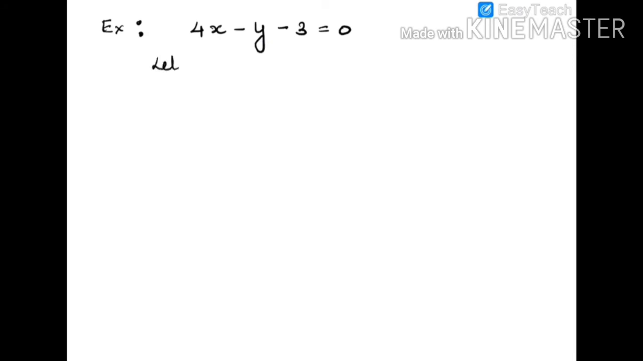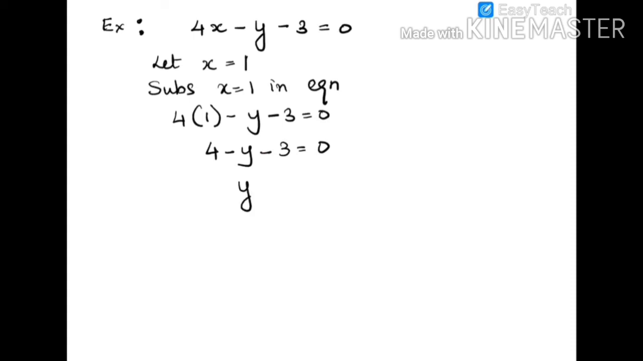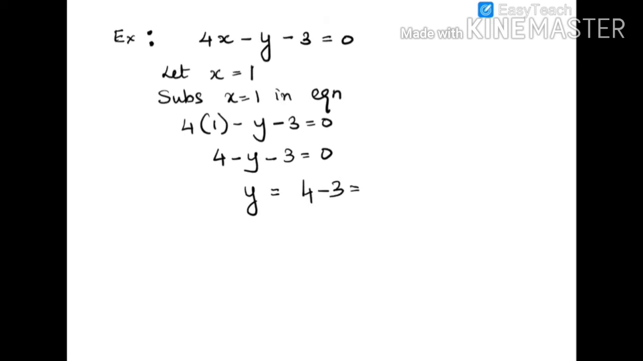So let's say we pick x equal to 1. So substitute x equal to 1 in the above equation. So we get 4 times 1 minus y minus 3 equal to 0. That is 4 minus y minus 3 is equal to 0. Now this becomes an equation in one variable, that is y. So rearranging, we will get y equal to 4 minus 3, that is equal to 1.